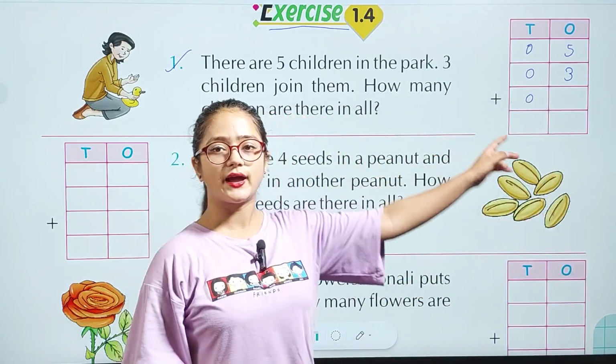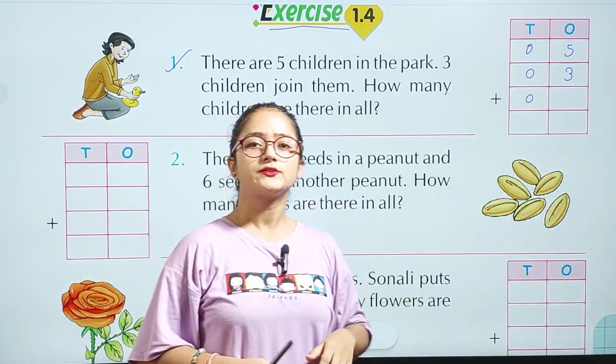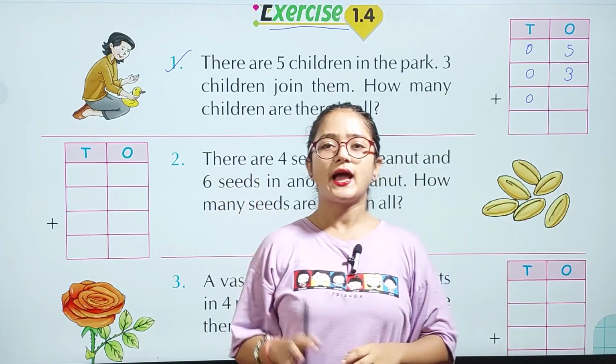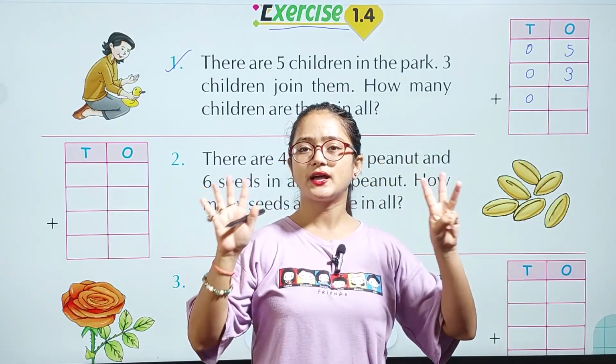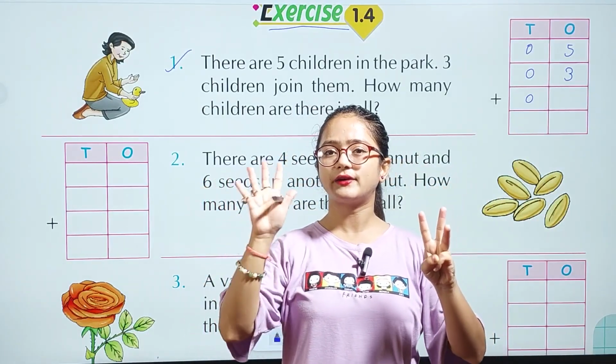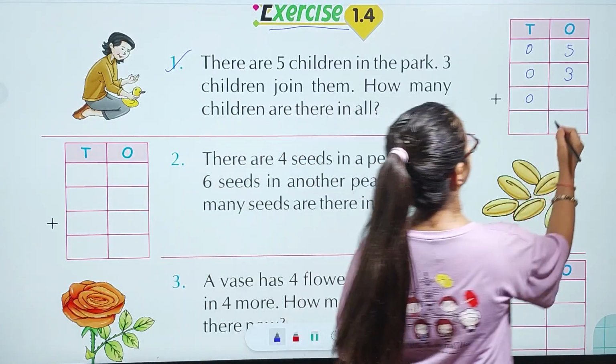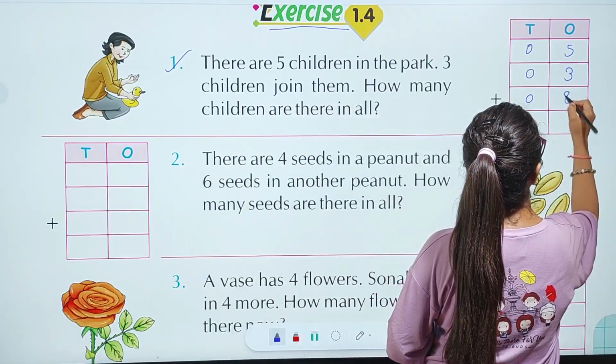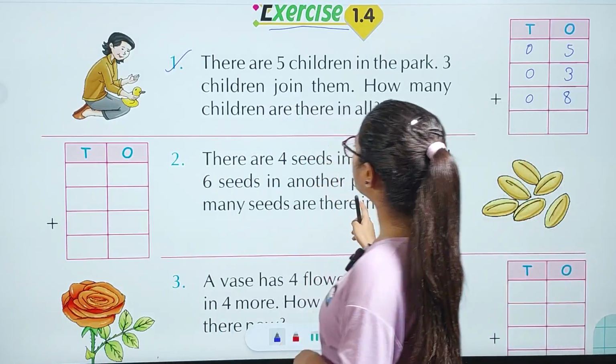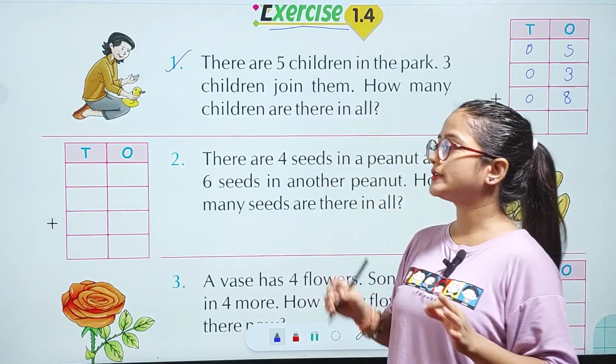Now you have to add 5 with 3. So take out your 5 fingers and take out your 3 fingers. How many fingers are there in total? 5, 6, 7, 8. So write down 8. That means there are 8 children in total.